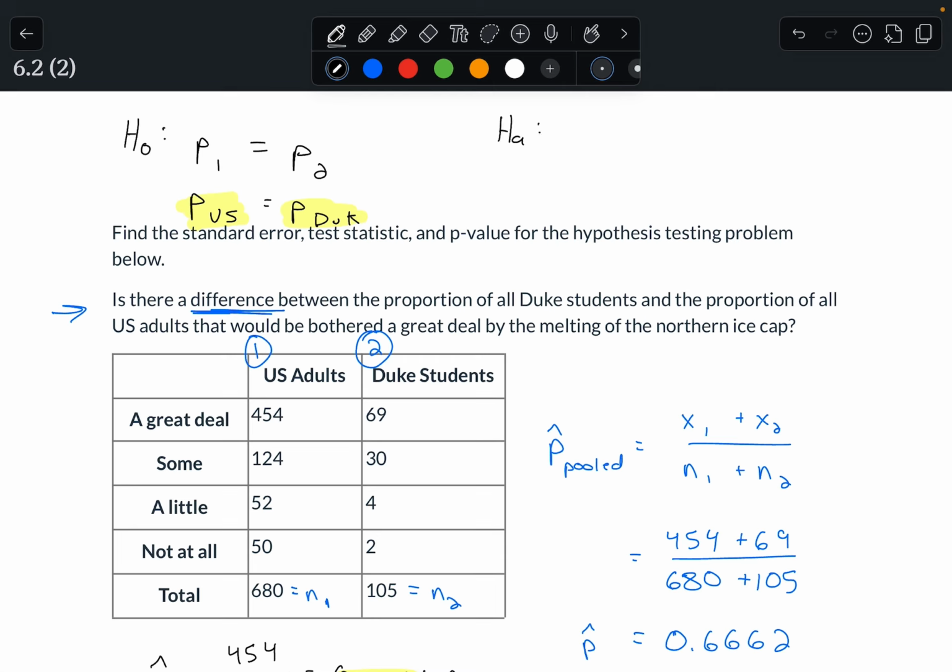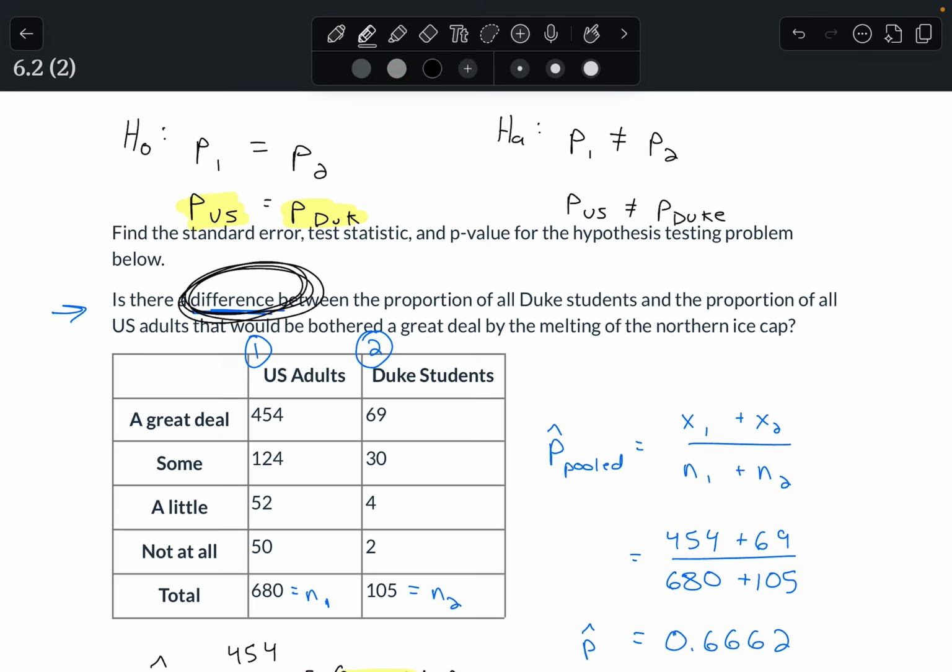HA: the key word here that I'm looking at is, is there a difference? Is there a difference between, meaning this is going to be a two-tailed test. So my alternative hypothesis will be P1 is not equal to P2, or if you prefer the other notation, P sub US is not equal to P sub Duke. In any case, the one thing that I really need here is the type of test we're doing, and in this case, we're doing a two-tailed test. That part's important because that's going to determine how I think about my p-value.